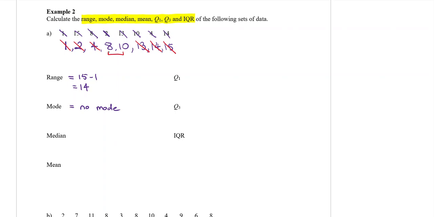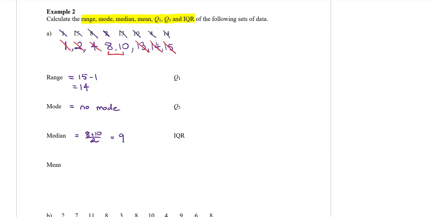If there are 2 numbers in the middle, I have to add them together. So that would be 8 plus 10 and divide by 2. I'm averaging them to find the middle. That makes 9. Good. All right.